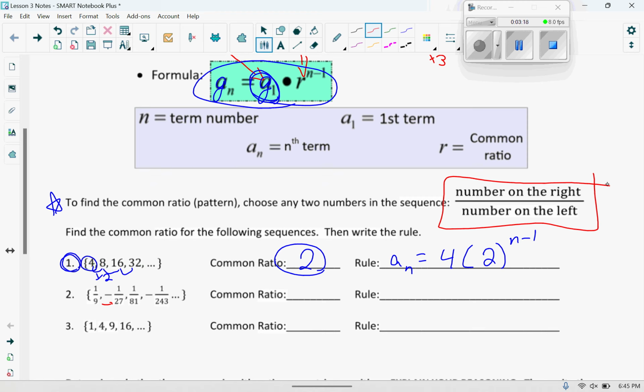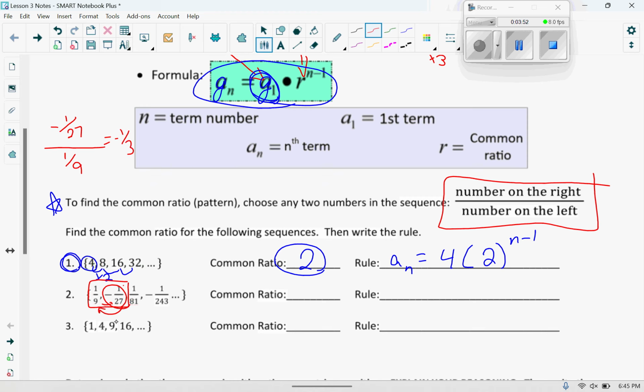So you can choose any two numbers. So I'm going to choose these two numbers in the sequence, and you could choose these two, or these two. It doesn't matter. You can choose any two. This works for anything. And what you're going to do is take this divided by that. So in my calculator, I'm going to do 1 over 27, sorry, that's a negative, over 1 over 9. And so when you do that, you end up with a negative 1/3.